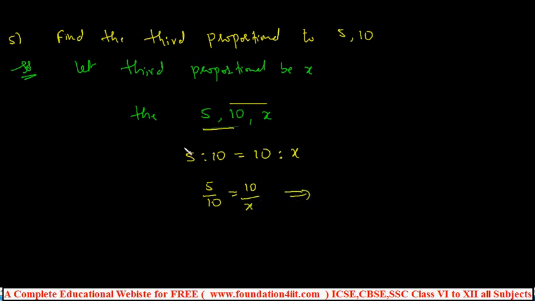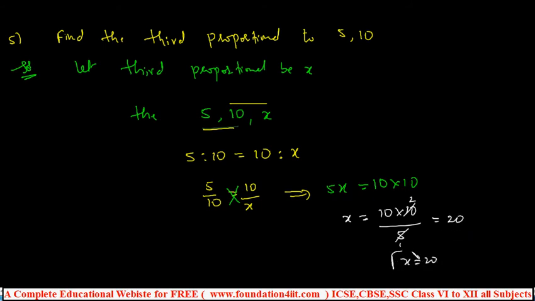Same as the previous problem, you can do cross multiplication. 5 into x is equal to 10 into 10. Okay, using this, x is equal to 10 into 10 by 5. 5 ones are 5, 5 twos are 10, so 20. x is equal to 20. So 20 is the third proportion.